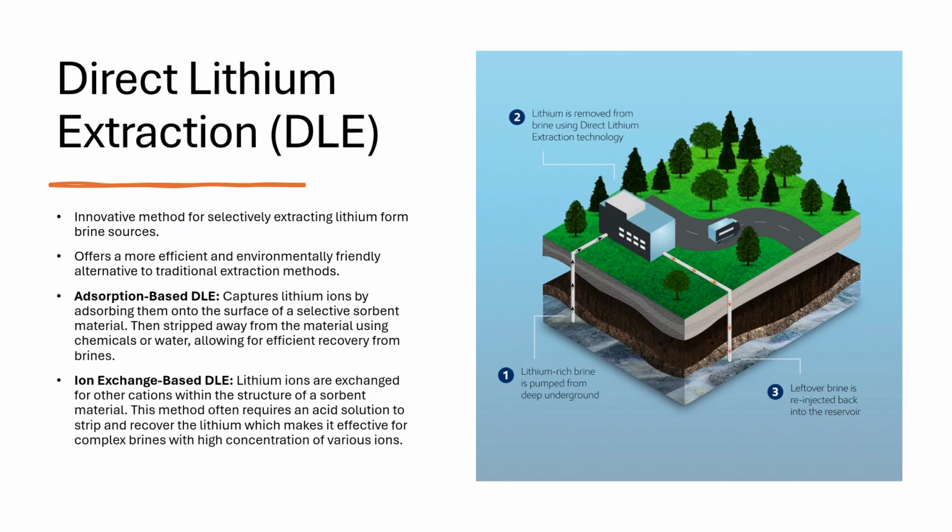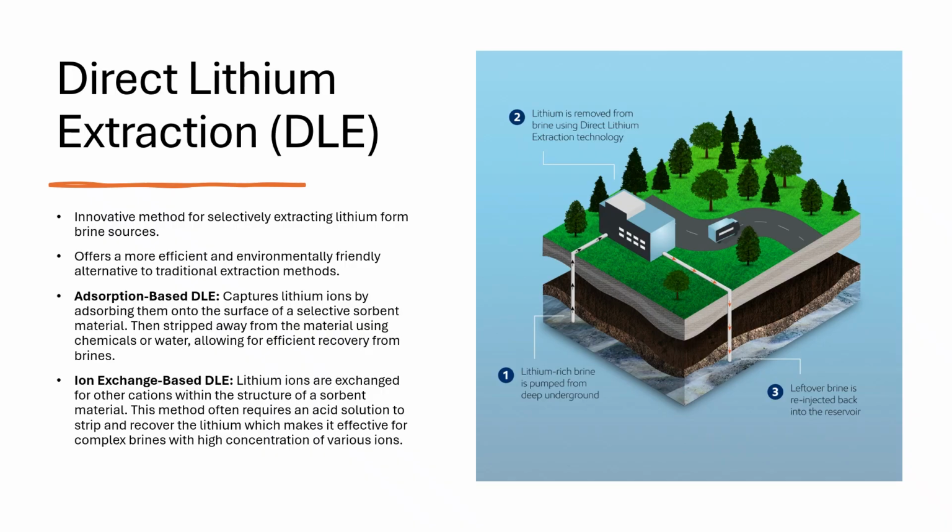One of the newer methods is direct lithium extraction, DLE. It is an innovative method for selectively extracting lithium from brine sources. It offers a more efficient and environmentally friendly alternative to traditional extraction methods. There are two different types of DLE. You have absorption-based, which captures lithium ions by absorbing them onto the surface of a selective sorbent material. Then it strips away from the material using chemicals or water, allowing for efficient recovery from the brines.